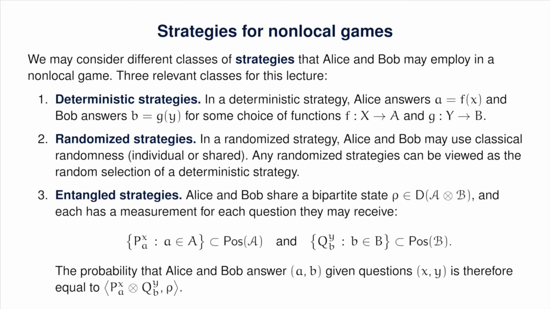Finally, entangled strategies are strategies based on quantum information. In an entangled strategy, Alice and Bob share a quantum state rho of 2 registers A and B, with Alice holding A and Bob holding B. For each possible question that one of them receives, they have a measurement, described in the usual way as a collection of positive semi-definite operators that sum to the identity.